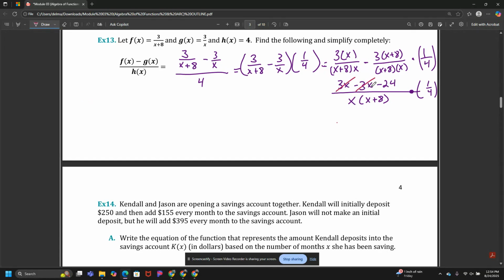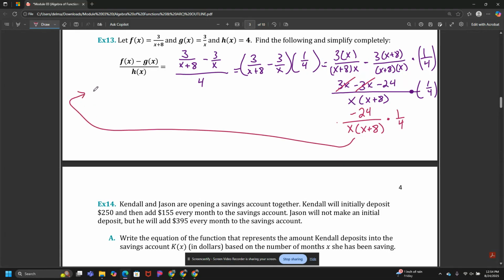But a 3x and a negative 3x cancel. So then we've just got negative 24 over x times x plus 8 times that 1/4. And I'm going to move it over here. So I've got negative 24 times x plus 8 times that 1/4.